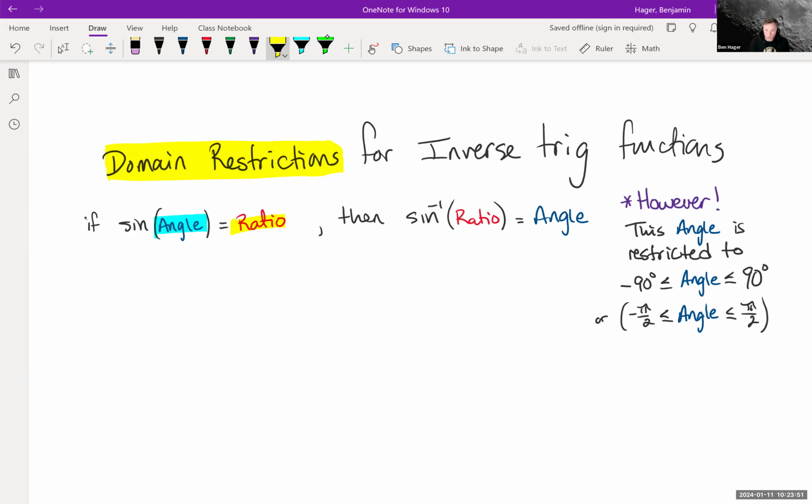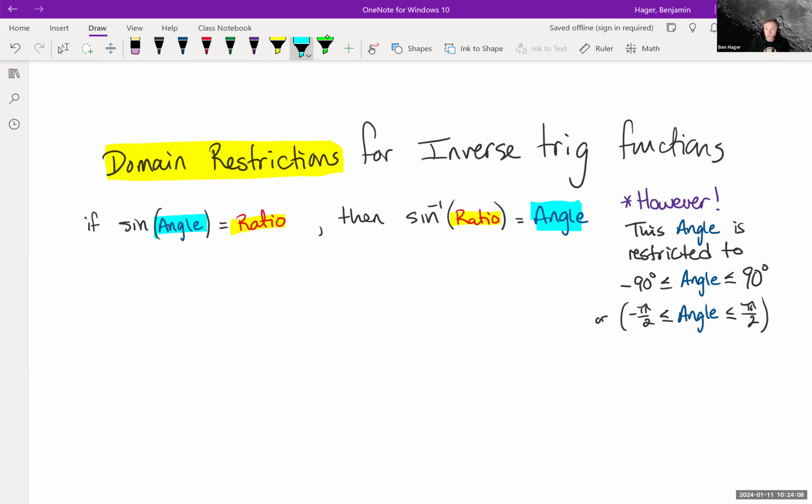Inverse trig functions work the other way around. We plug our ratios, like the opposite over hypotenuse, into the inverse trig function, and it tells us what angle would generate that particular ratio. Okay, so again, we could work this in reverse.